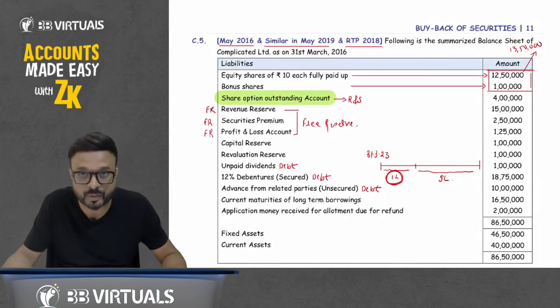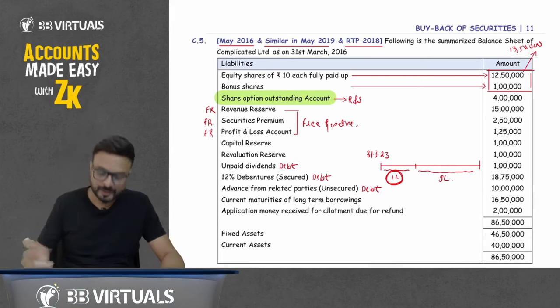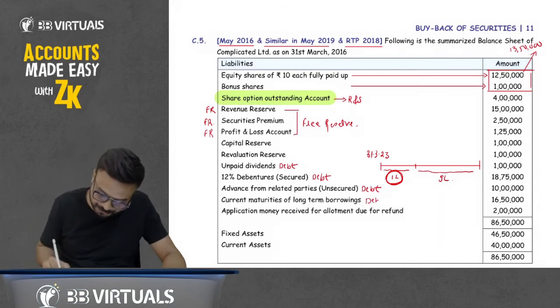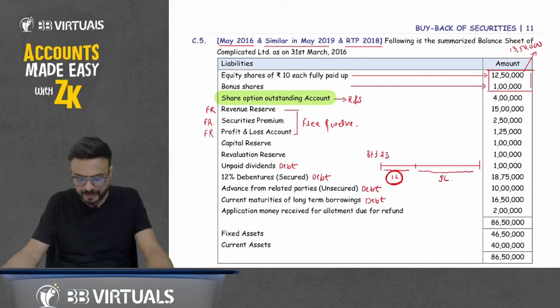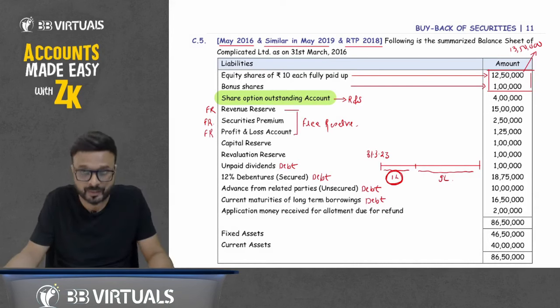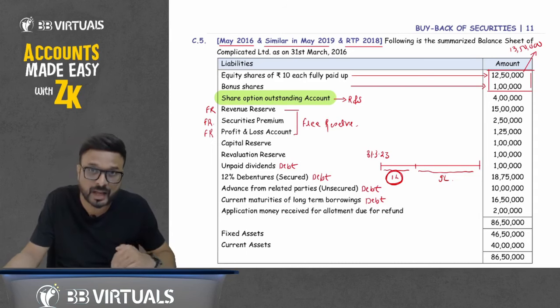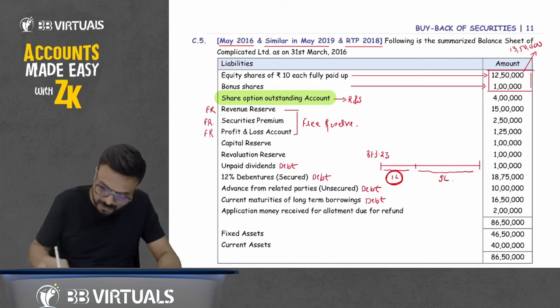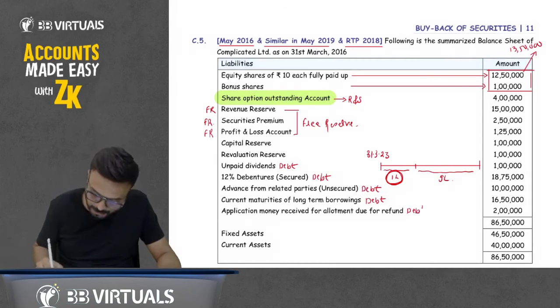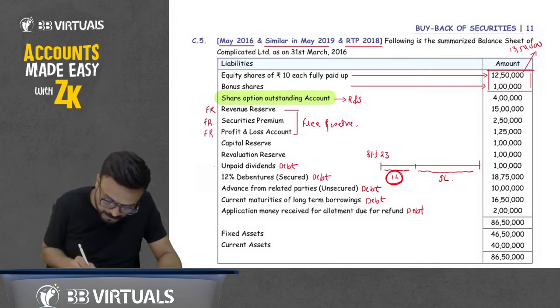We call it current maturity of long-term borrowing. Okay, so it is also a liability. Then application money received for allotment due for refund. So you have received the application money, but it is due for refund. Due for refund means the excess application money that we are liable to refund, repay. If you are liable to refund, then it is a liability for us. We are liable to pay.